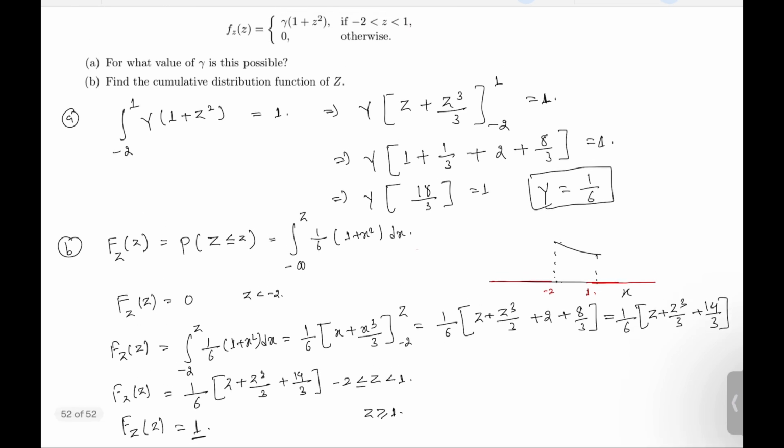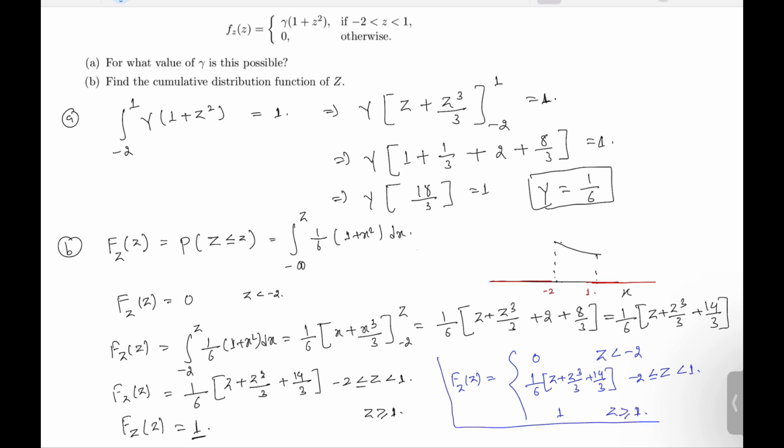Alright, let's move to the next question. So what will be the answer to this part B? The answer to part B will be, let me write all the things at once. The CDF is equal to 0 for z less than -2, and it is 1 divided by 6 z plus z cube divided by 3 plus 14 divided by 3 for z greater than or equal to -2 and less than 1, and it is 1 for z greater than or equal to 1, right?